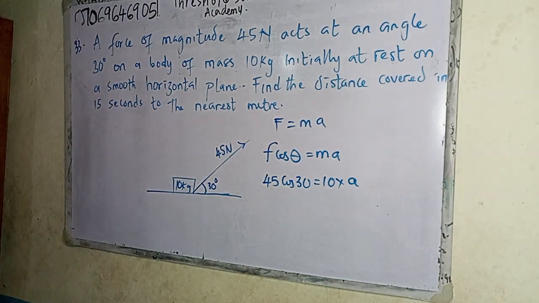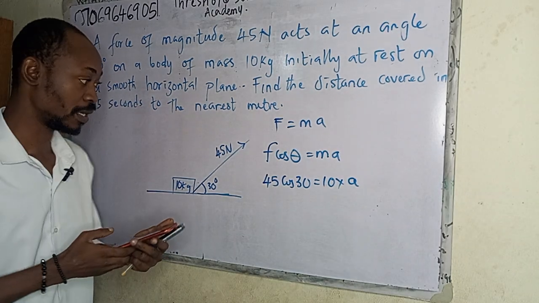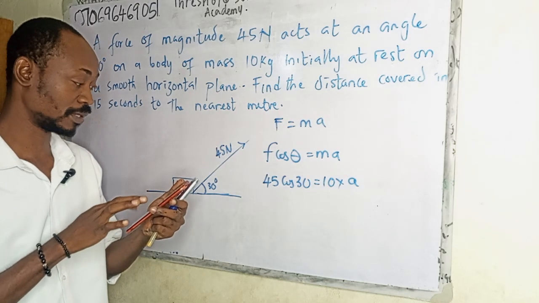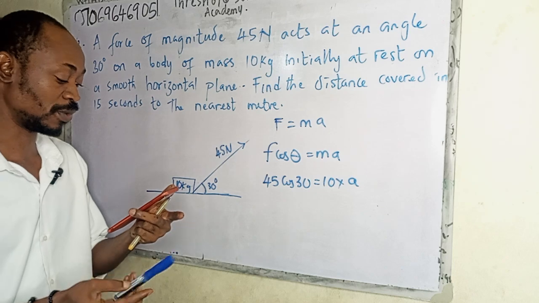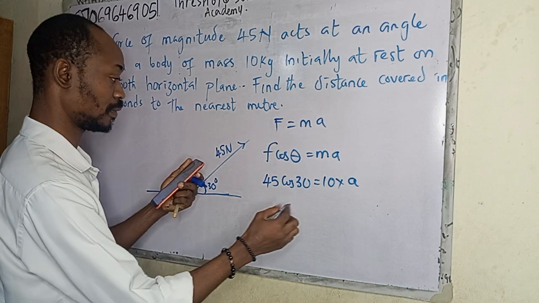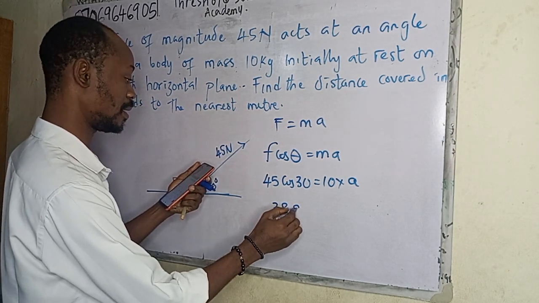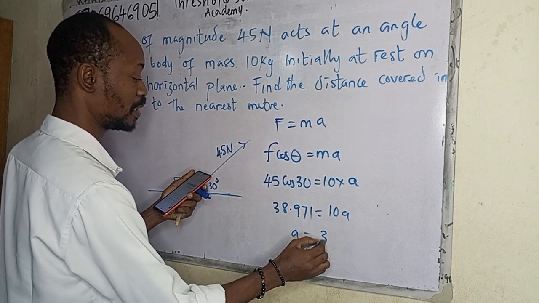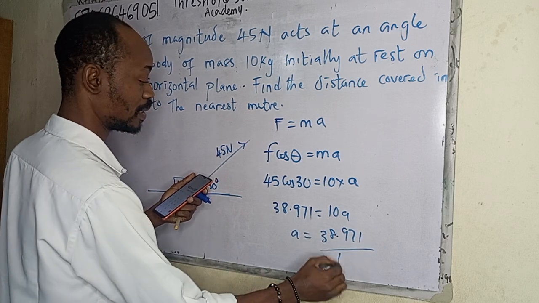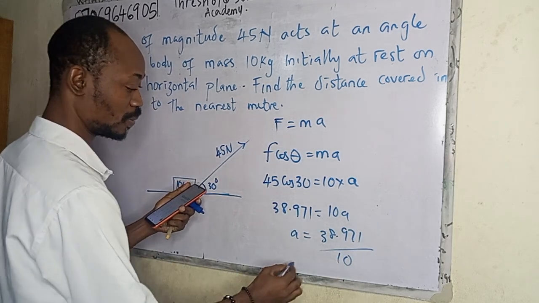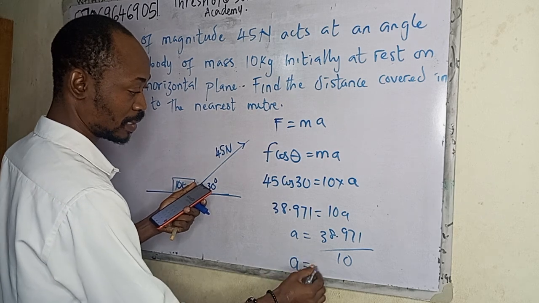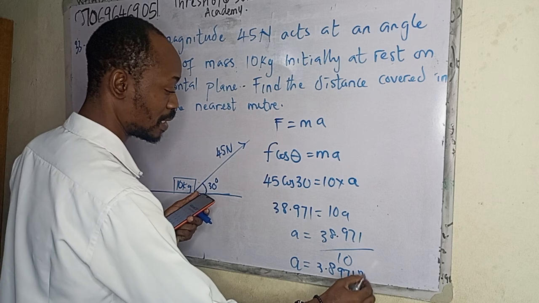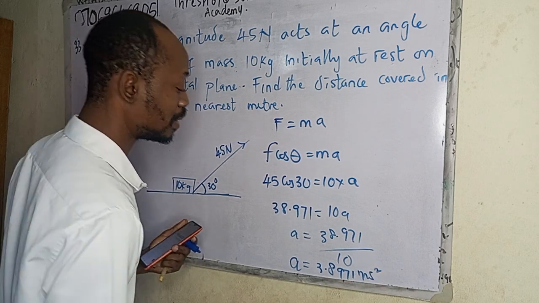Let me get my calculator. So what's going to be F cos theta? That's going to be 45 cos 30. That's going to be 38.97. So that's going to be 38.971 equals 10A. So A is just going to be what? 38.971 divided by 10. That means you take the decimal point backward one time. That's going to be 3.8971 meters per second squared. All right, that is the acceleration.